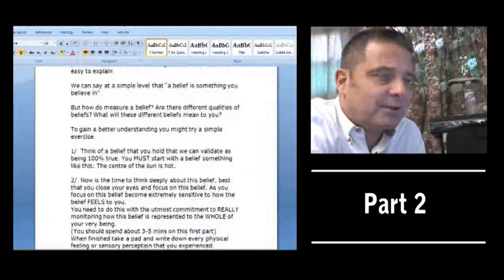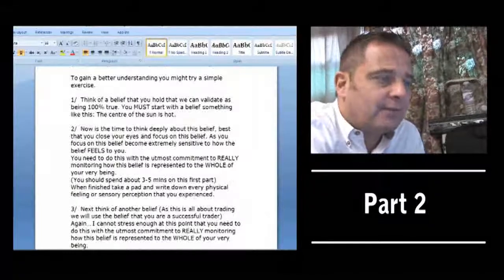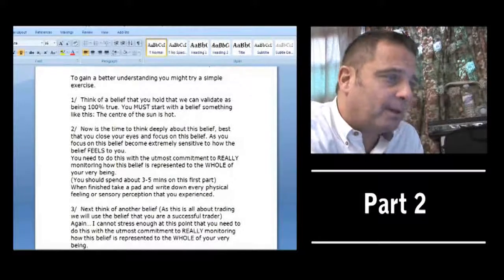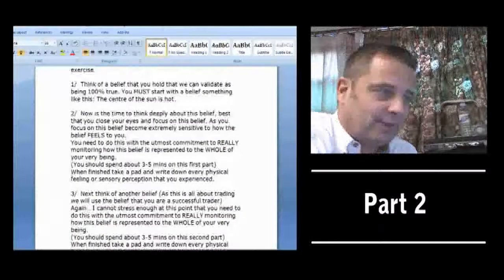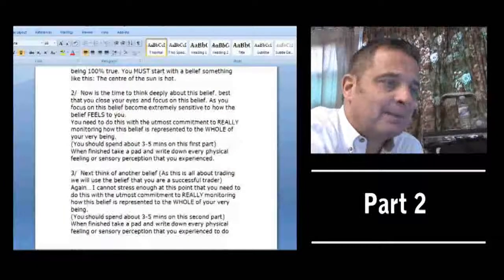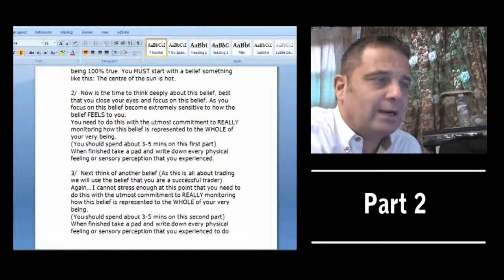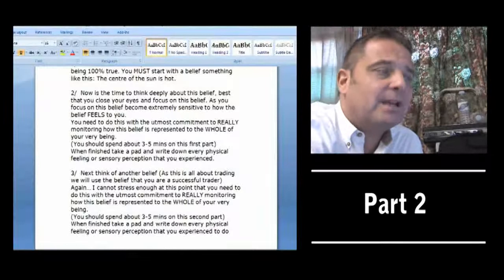To gain a better understanding, you might try a simple exercise. Think of a belief that you hold to validate as being 100% true. You must start with the belief something like this. The centre of the sun is hot. Okay, now we must all believe that. Now is the time to think deeply about this belief. Best that you close your eyes, focus on the sun is really hot. As you focus on the belief, become extremely sensitive to how the belief feels.